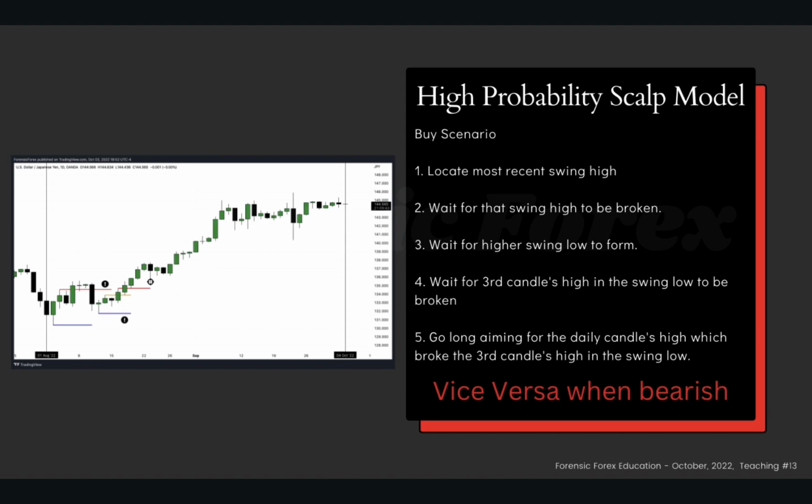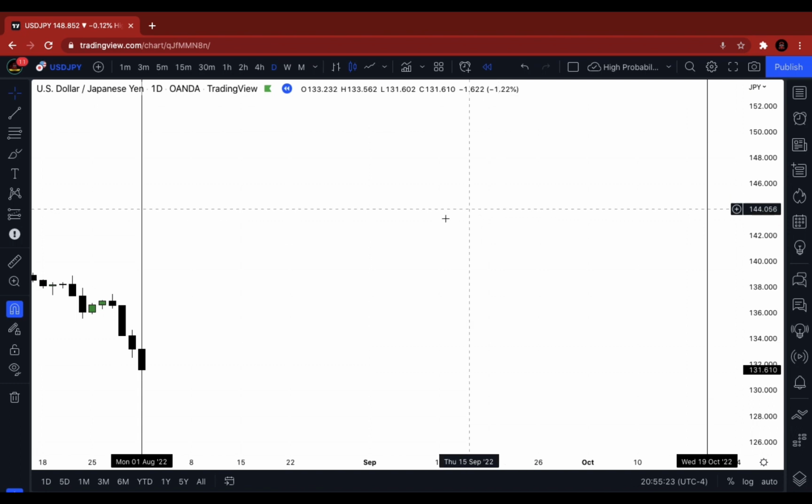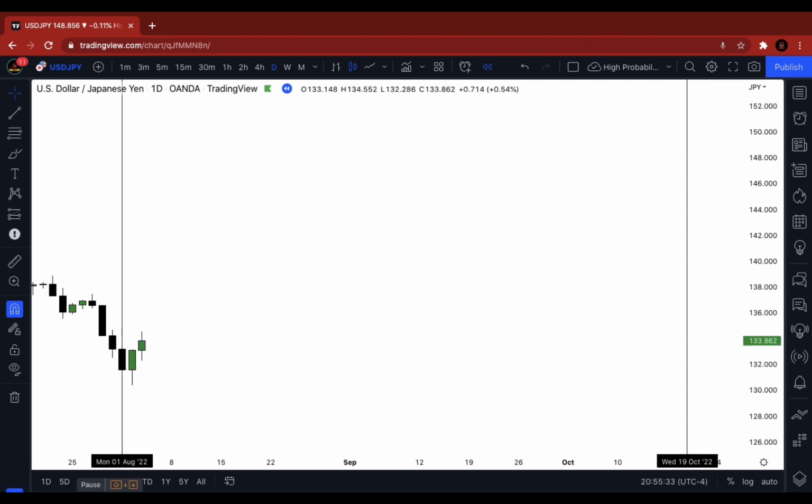Let's look at an example on UJ. We're going to be looking at UJ, and we're going to be starting at August, moving forward to present day. So we're going to look to see if a swing high or swing low is broken moving forward into this month. So we can play it out, speed it up a bit. So we have a swing low going into August, right here.